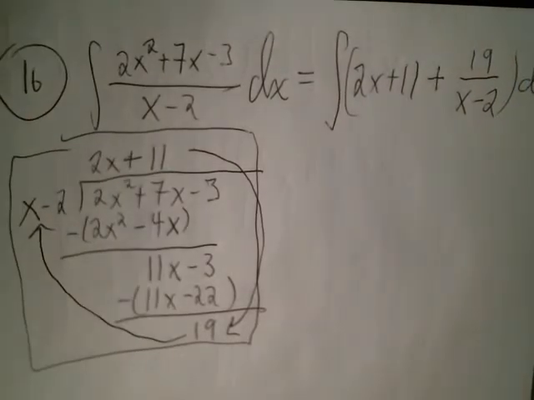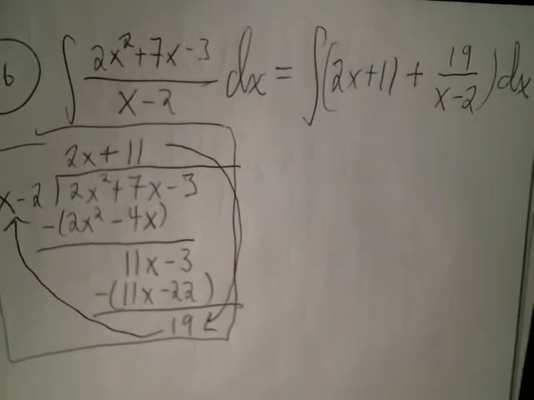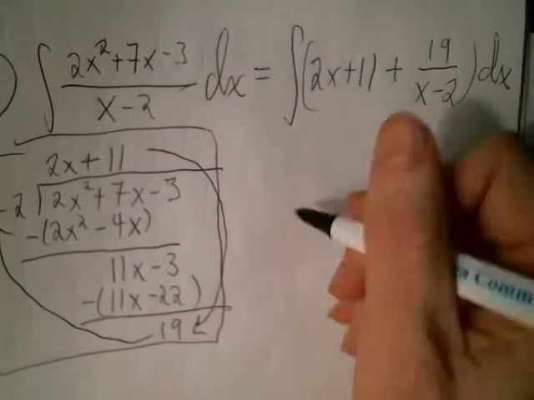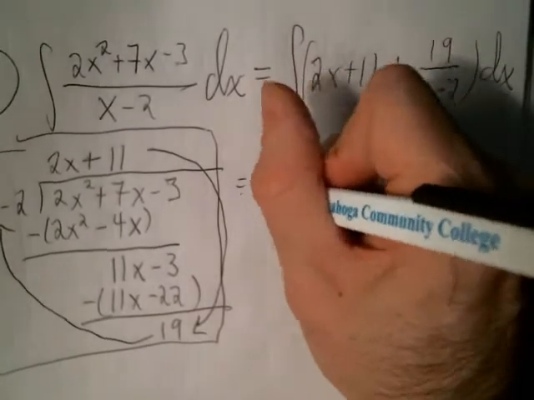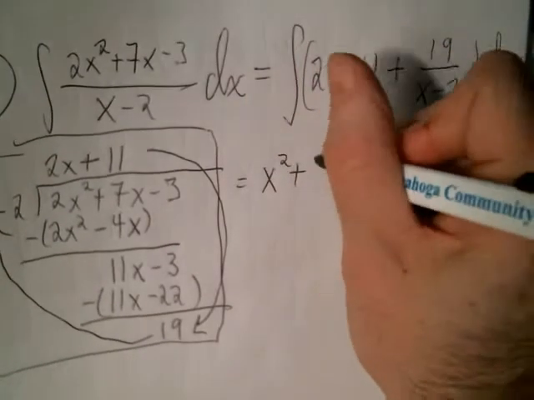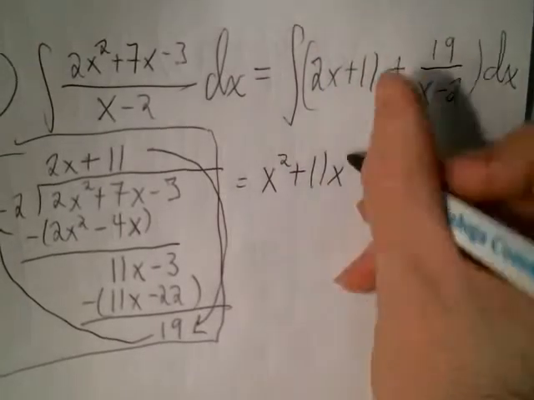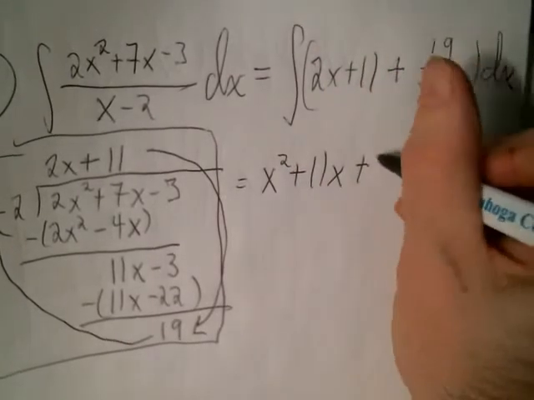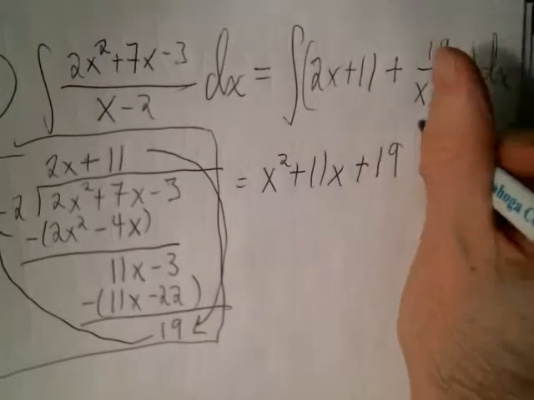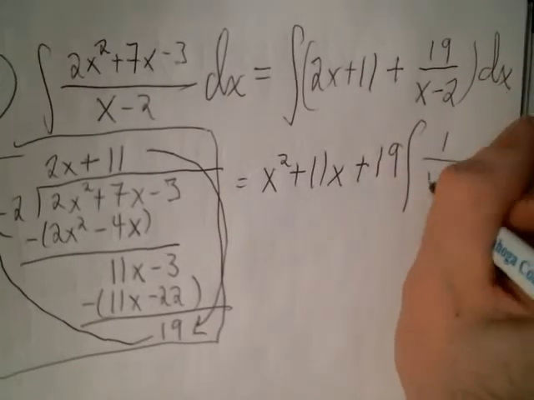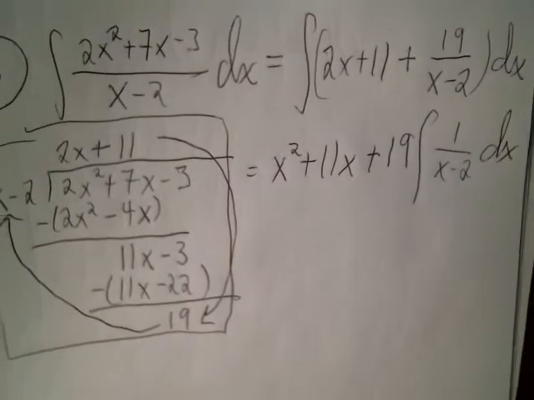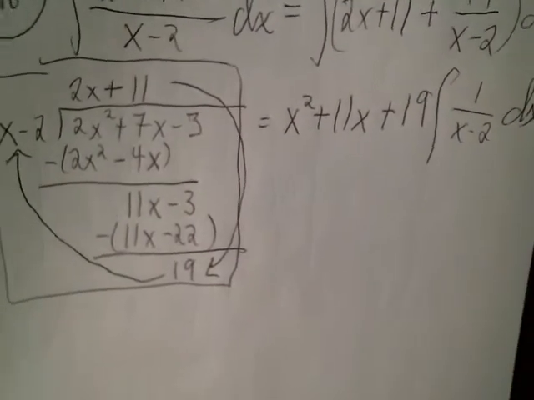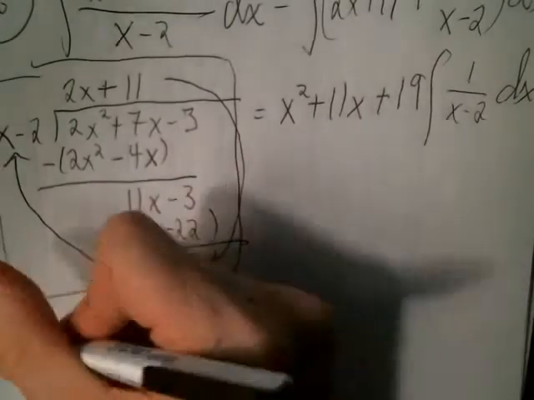Okay. So again, the integral of a sum is the sum of the integrals. So the first, 2x, is 2x squared over 2, which is x squared, plus 11x. And then plus, if you need to do some more work here, you can go 19 integral of 1 all over x minus 2 dx, and then do a u sub.